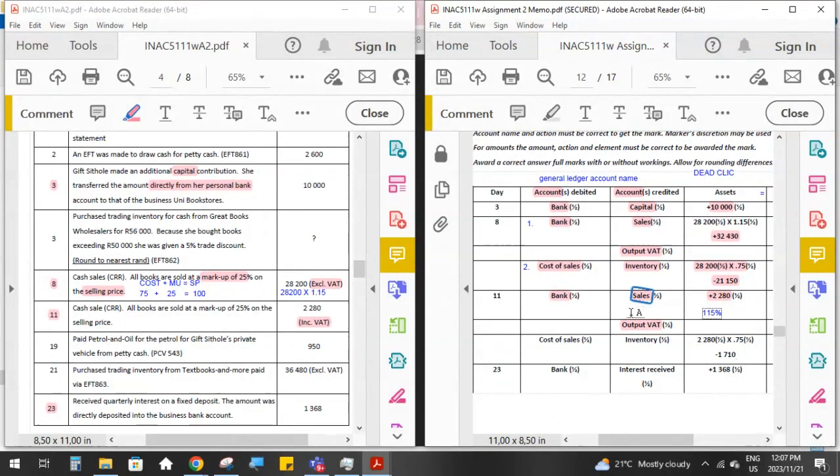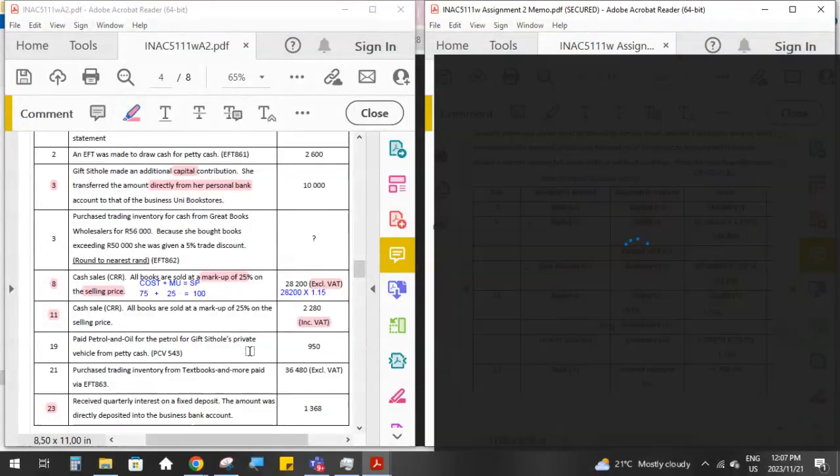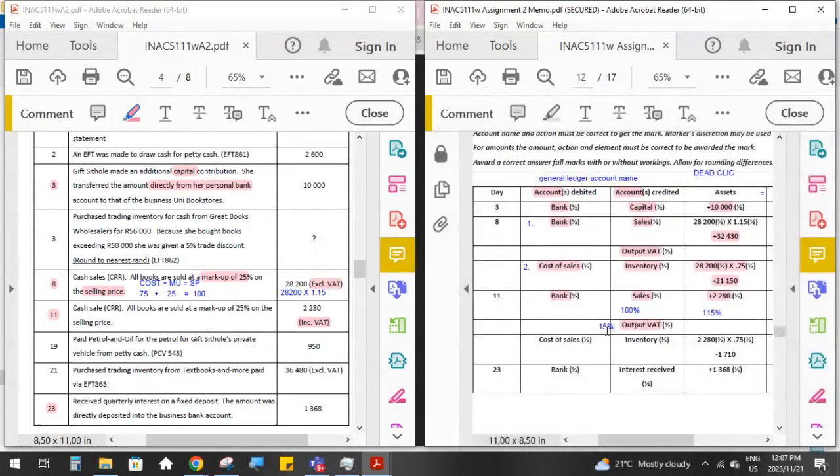The sales is going to be the 100 portion, and the output VAT is going to be the 15%. So that we can say, 100 plus 15 equals 115. And then if we want the sales amount, we've got 2280, which is 115. So we start with the rand value that we've got, 2280. We divide it by the percentage that it is, which is 115. And then we multiply that answer by 100 to get the sales value, or by 15 to get the output VAT amount.